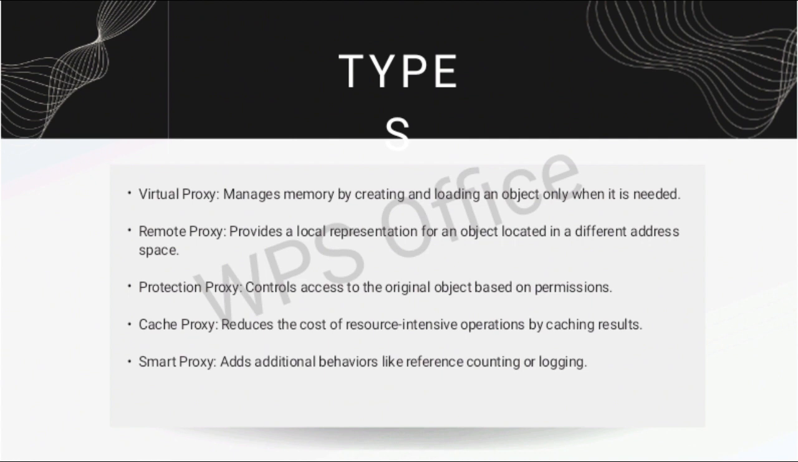Number three, we have the protection proxy. I am breaking it down more for you. It controls access to the original object based on user permissions, ensuring security. Number four, we have the cache proxy. This reduces the cost of resource intensive operations by caching results, which is beneficial for frequently requested data. The last type is the smart proxy. It adds additional behavior such as reference counting or logging, enhancing the functionality of the original object.